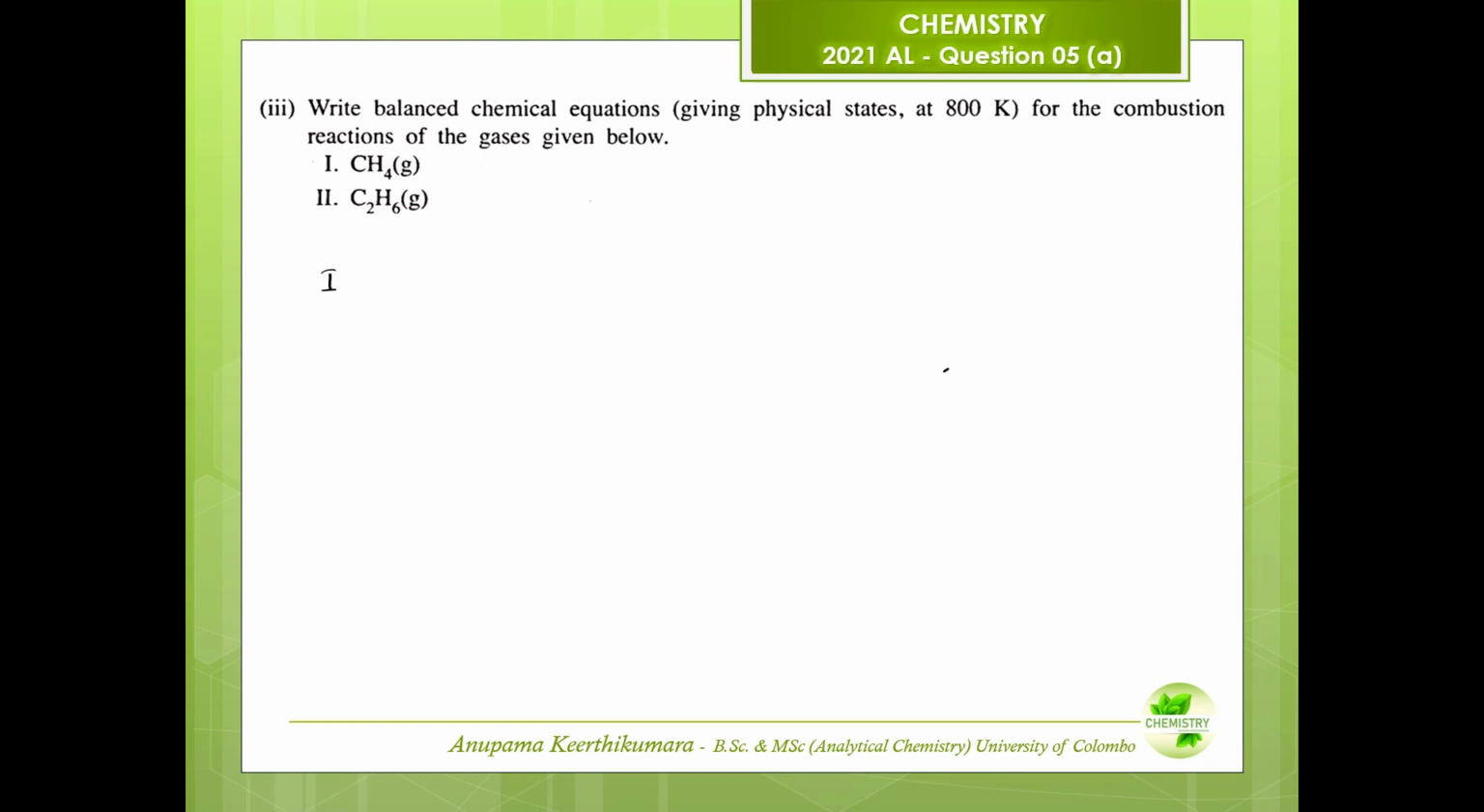Combustion reaction for methane, CH4 gas with excess O2 gas. It produces carbon dioxide gas and H2O gas. The reason is the temperature is 800 Kelvin. And you have to indicate the physical states as well. Now balance the given reaction. 2 and 2.